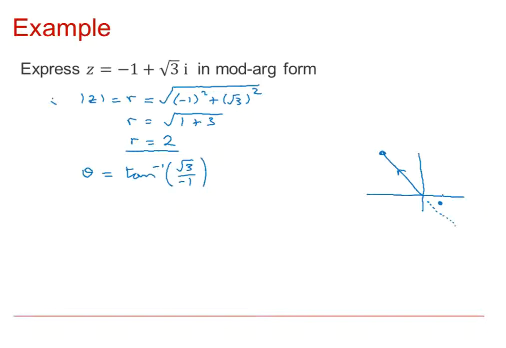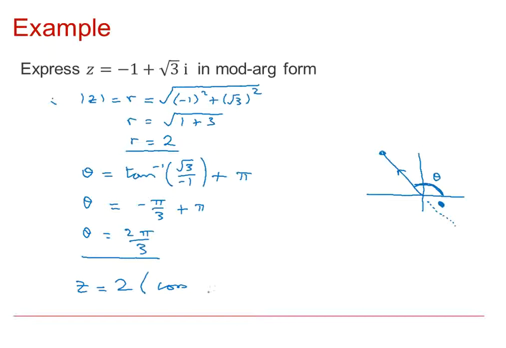So in order to get the correct argument, which is this angle here, that's where theta needs to be, we need to add on a pi because we're in the second quadrant. So theta equals minus pi by 3, which is the answer your calculator would give you here, and we're going to correct it with a plus pi. So theta equals 2/3 of pi. Now we've found r and we've found theta, we can write z as its modulus r, which is 2, cosine of the principal argument, which is 2 pi by 3, plus i sine of the principal argument 2 pi by 3.